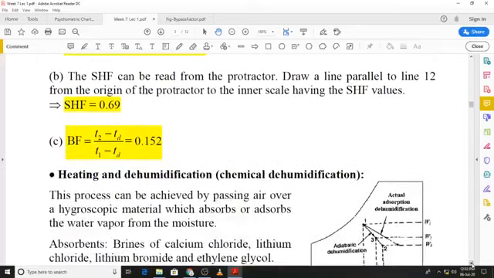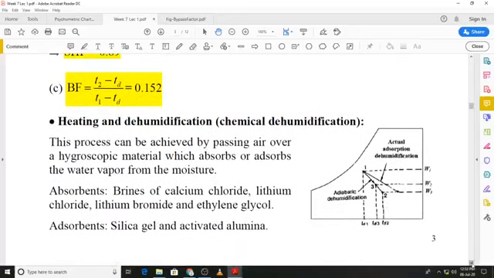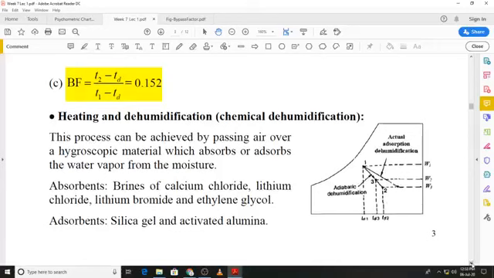So that is the sensible heat factor, and the last thing that was required was the bypass factor, and we can use the temperatures quite easily to obtain it. It is (T2 minus TD) divided by (T1 minus TD). We have got all these temperatures, substitute those values, and the bypass factor comes out to be 0.15. That is around 15% bypass effect.